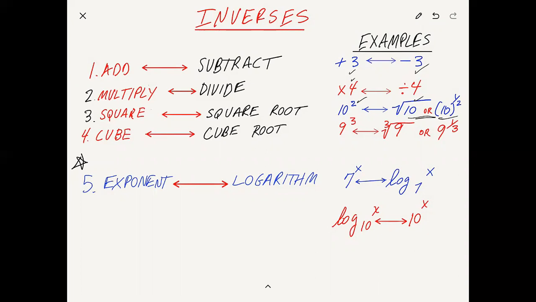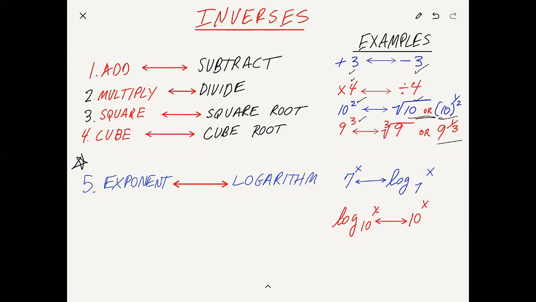Here's another one. The inverse of cubing something is to take the cube root, and of course, the inverse of cube rooting something is to cube it. My example is 9 raised to the third power. The inverse of that is taking the third root of 9, or the cube root of 9, or you could say 9 raised to the 1/3 power. Those are the inverses of each other.